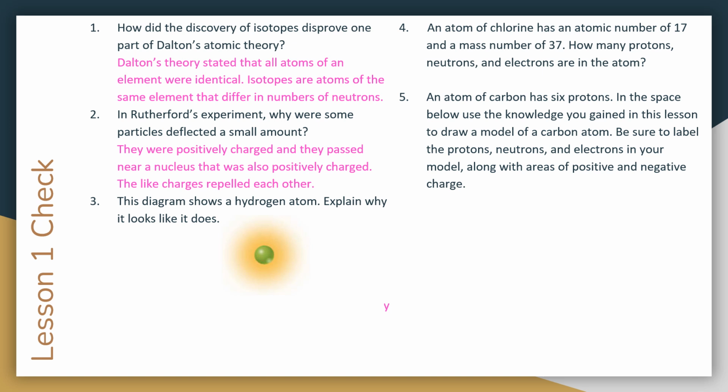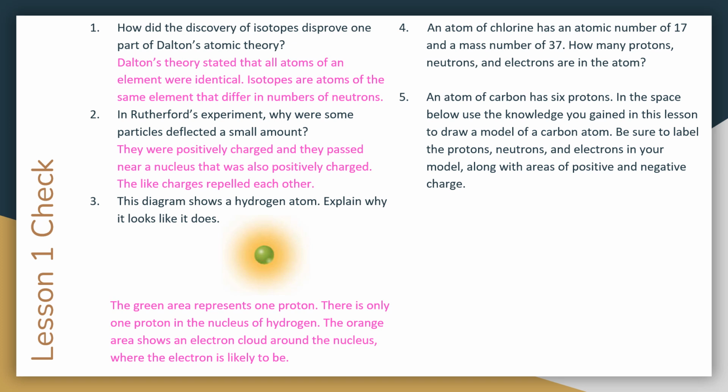3. This diagram shows a hydrogen atom. Explain why it looks like it does. So the green area represents the 1 proton. There's only 1 proton in the nucleus of hydrogen. The orange area shows an electron cloud around the nucleus, where the electron is likely to be.